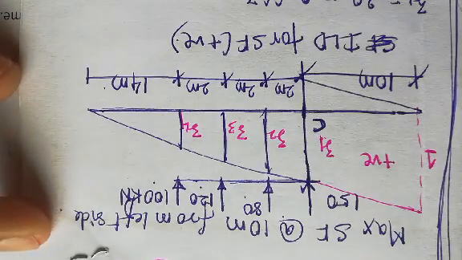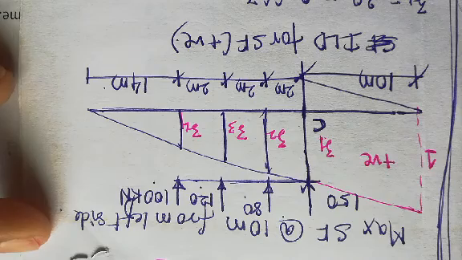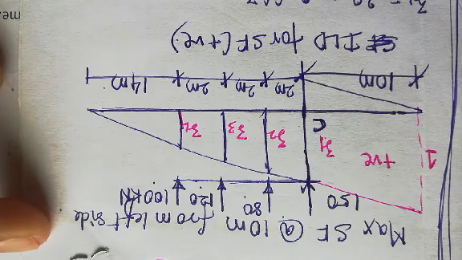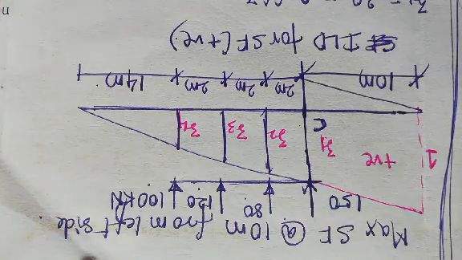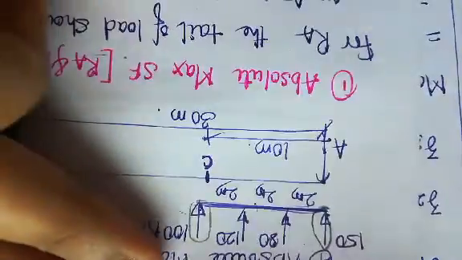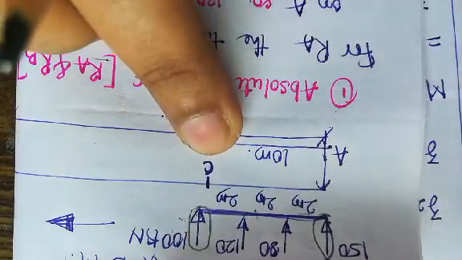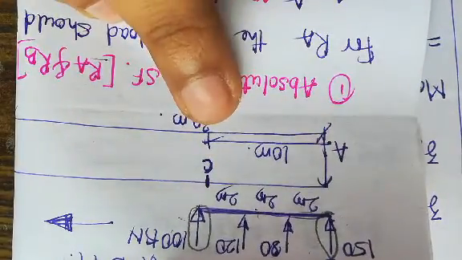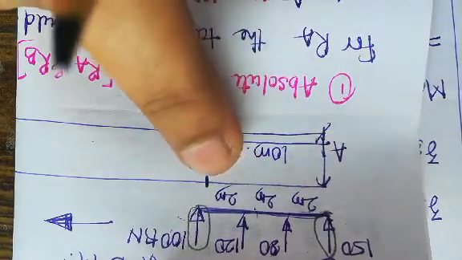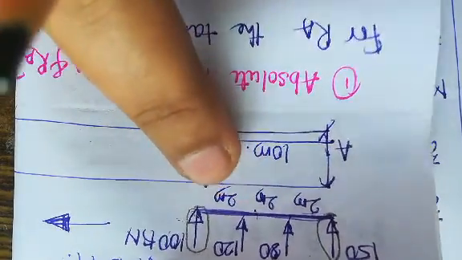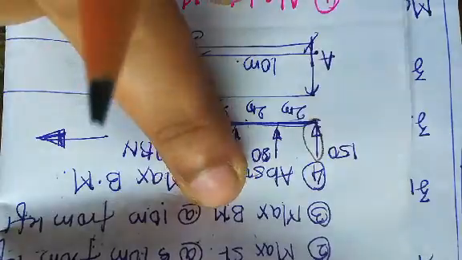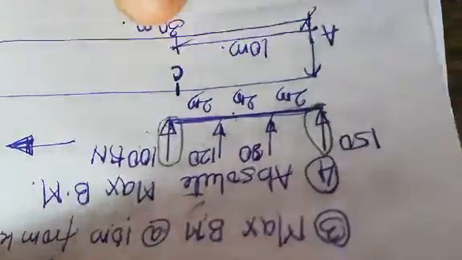Now next, in the problem he has asked you to calculate the maximum shear force at 10 meters from the left side, that is here at point C, 10 meters away from point A. I have to calculate the maximum shear force at this point and even the maximum bending moment at C.